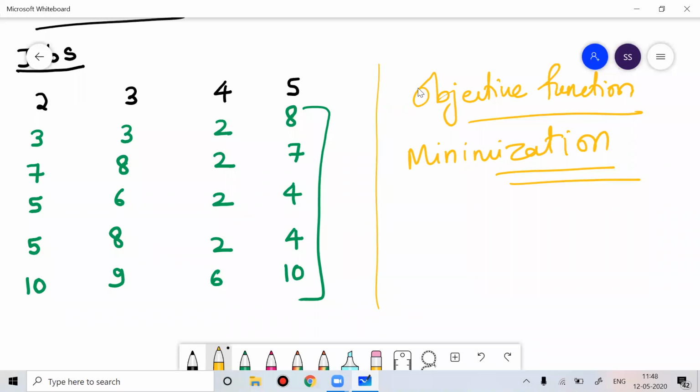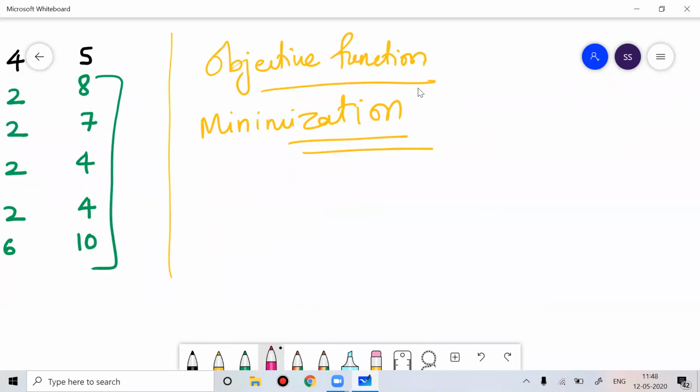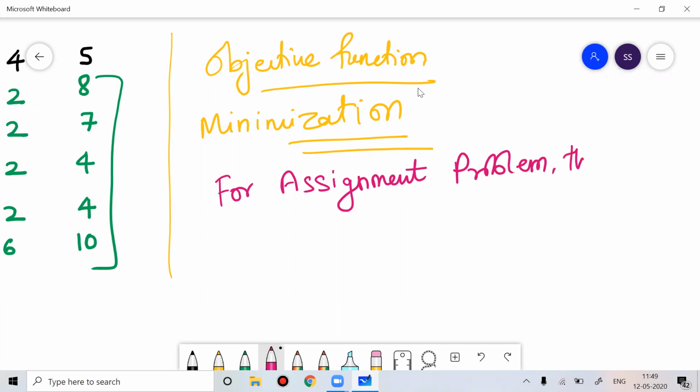Whatever is the highest element, from that we subtract all the elements, the same way we did in the transportation problem. Sometimes in exams, they ask you the difference between the assignment problem and the transportation problem. You have to remember that for the assignment problem, the matrix should be a square matrix.